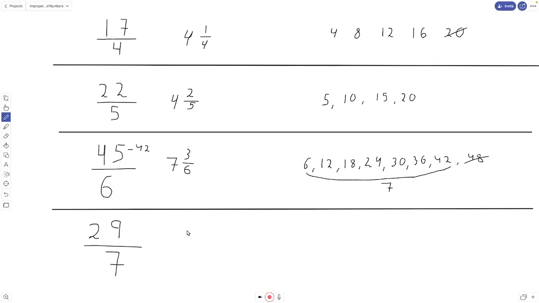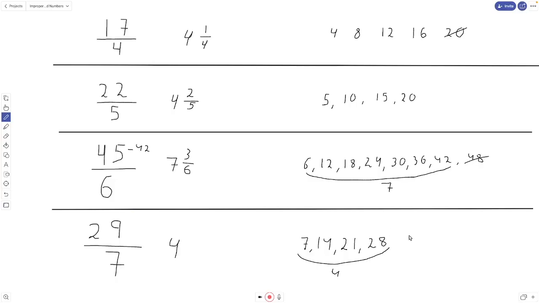All right, last one here. We have 29 over 7. You guessed it, we're going to count by 7s. Let's go. So we have 7, 14, 21, and 28. Now we reached 28. We know that the next number is going to be higher than 29. So we stop counting there. So how many numbers is this, right? We have four numbers. So our whole number is going to be 4 on the left side of the mixed number. And now, how much is the remainder?